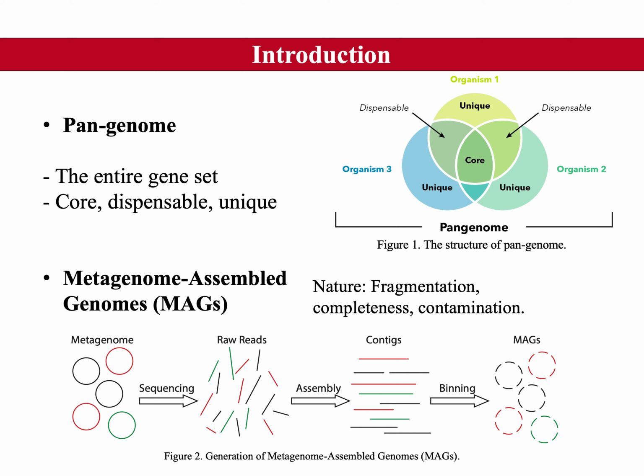And what are metagenome-assembled genomes? Metagenome-assembled genomes, or MAGs, are produced from metagenome sequencing reads through filtering, assembly, binning, and taxonomic assignments to generate the approximate representation of actual individual genomes. Due to the computational process, the nature of MAGs is fragmentation, incompleteness, and contamination. Therefore, pan-genome analysis of MAGs may suffer from these known issues.